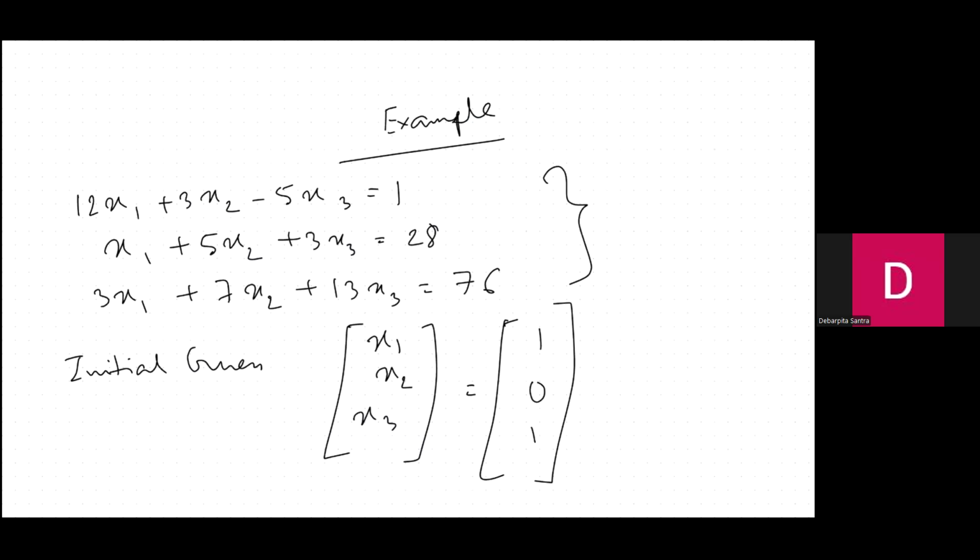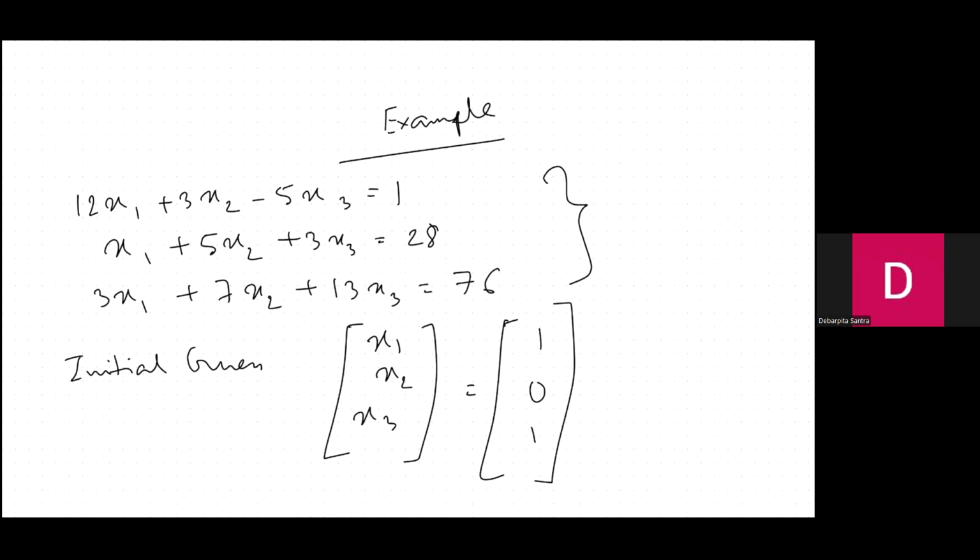And here the initial guess will be given, as you can see, that is x1, x2, x3, that is 1, 0, 1. So x1 is given as 1, x2 is given as 0, x3 is given as 1. That is the initial guess. The final solution you have to find out, but this will be given to you.